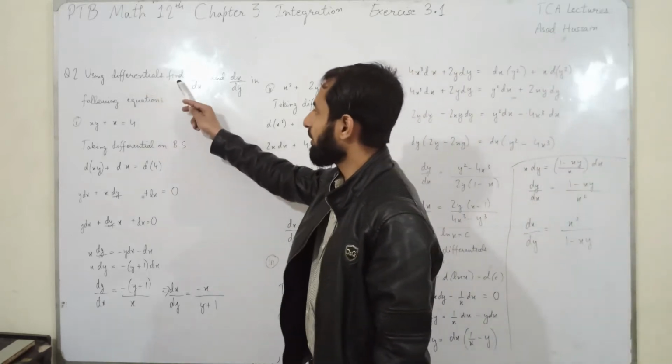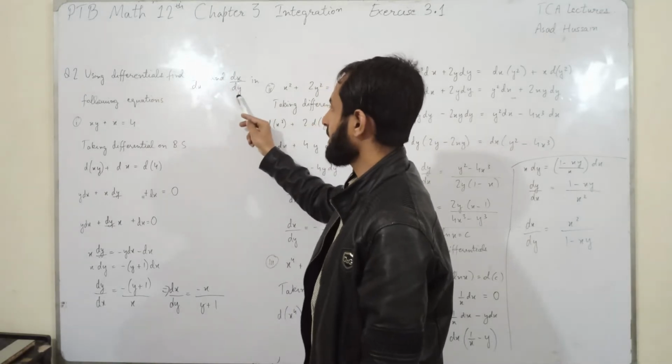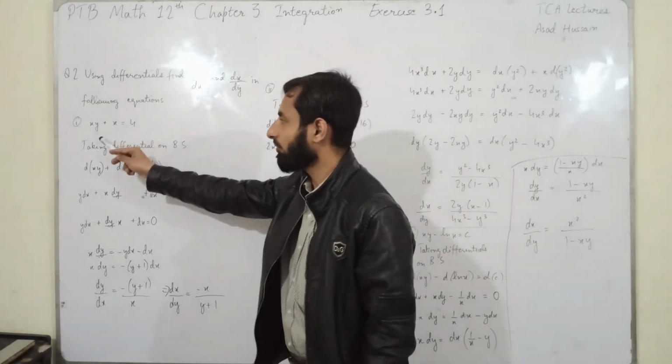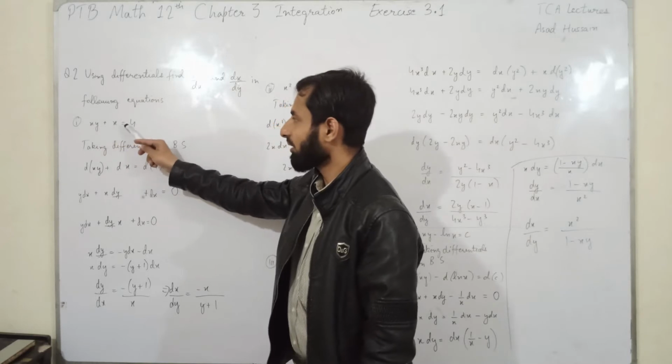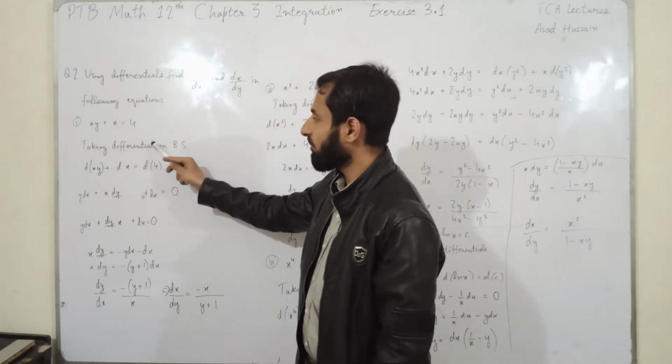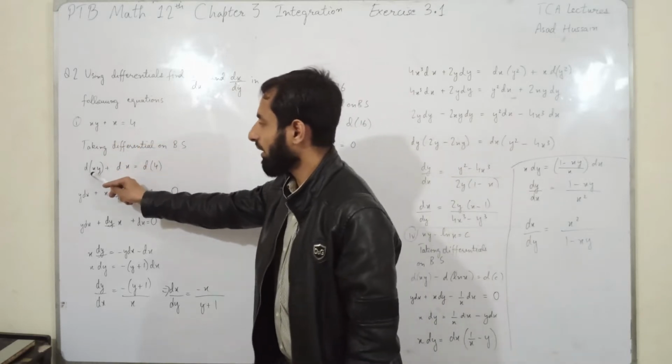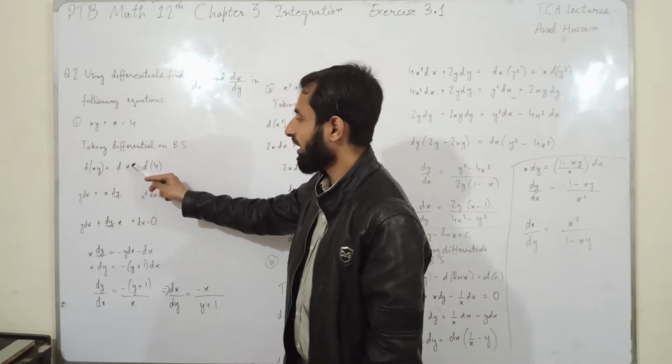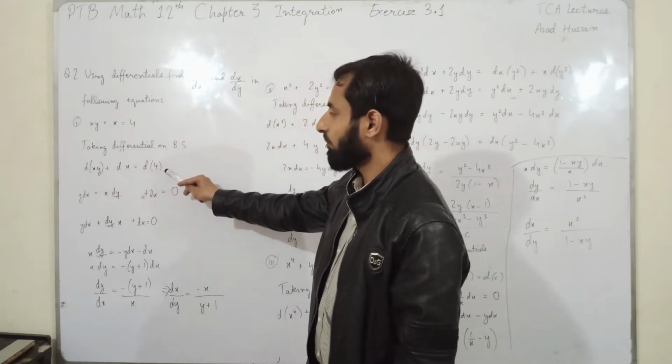Using differentials, find dy by dx and dx by dy in the following equations. Part number 1: xy plus x is equal to 4. Taking differential on both sides, derivative of xy plus derivative of x is equal to derivative of 4.